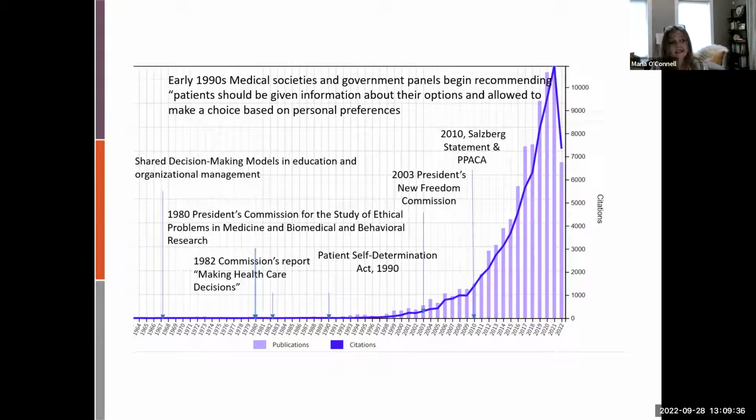In 2010, there was a Salzburg statement, which was a group of 18 different countries. So internationally, they said that people have to have a say in their healthcare, and they have the right to have that choice. We also had the Affordable Care Act that came in and the development of PCORI, the Patient-Centered Outcomes Research Institute, that really focuses on how to include and involve individuals in the healthcare decisions that are being made.